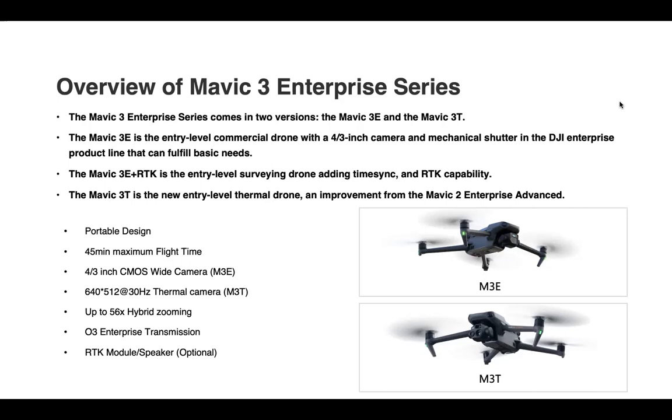Enterprise Advanced. Some key ideas to think about here, obviously the portable design, the ability to fit in a backpack alongside other equipment and items, a 45-minute maximum flight time, the large wide camera, the 640 by 512 thermal camera, up to 56 times hybrid zooming, the O3 Enterprise transmission, and then the optional RTK module and speaker accessories from the DJI side. So once again, if you're looking for one slide on the Mavic 3 Enterprise, and we're obviously going to get a lot further into things today, these are some key headlines to remember.